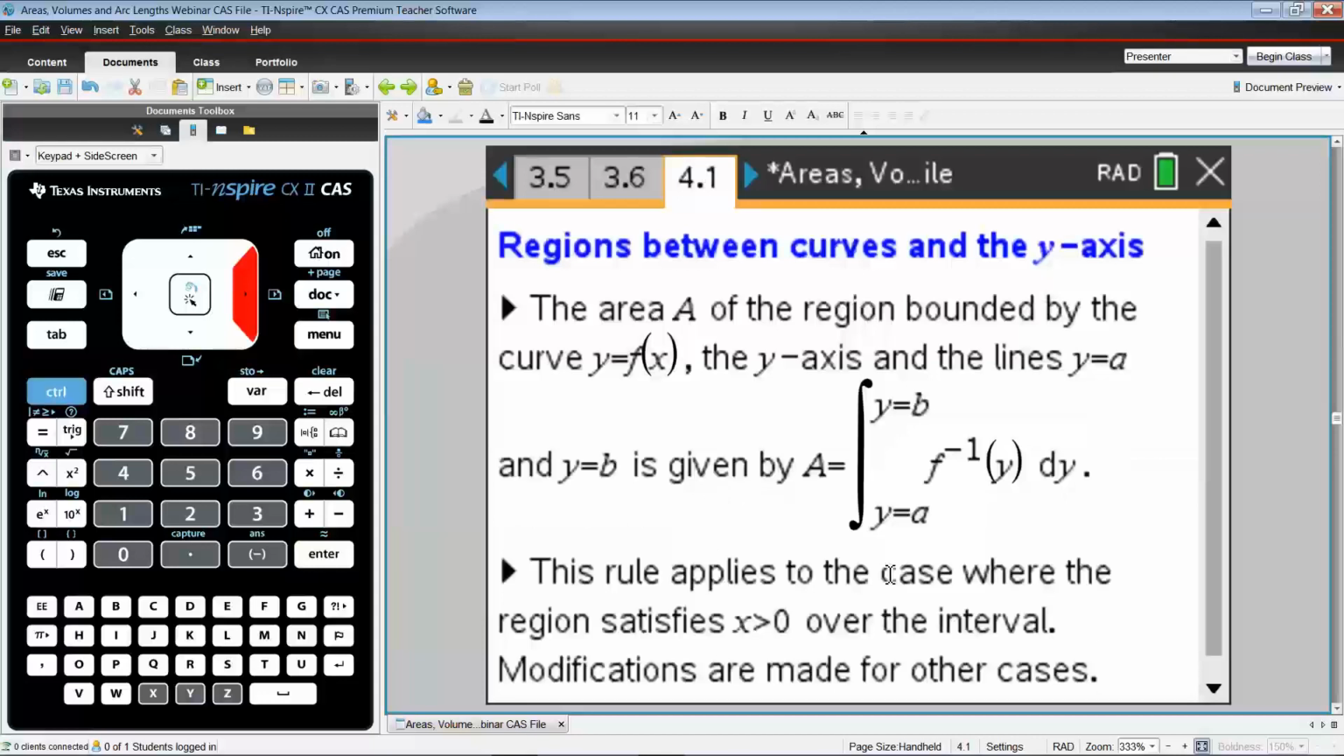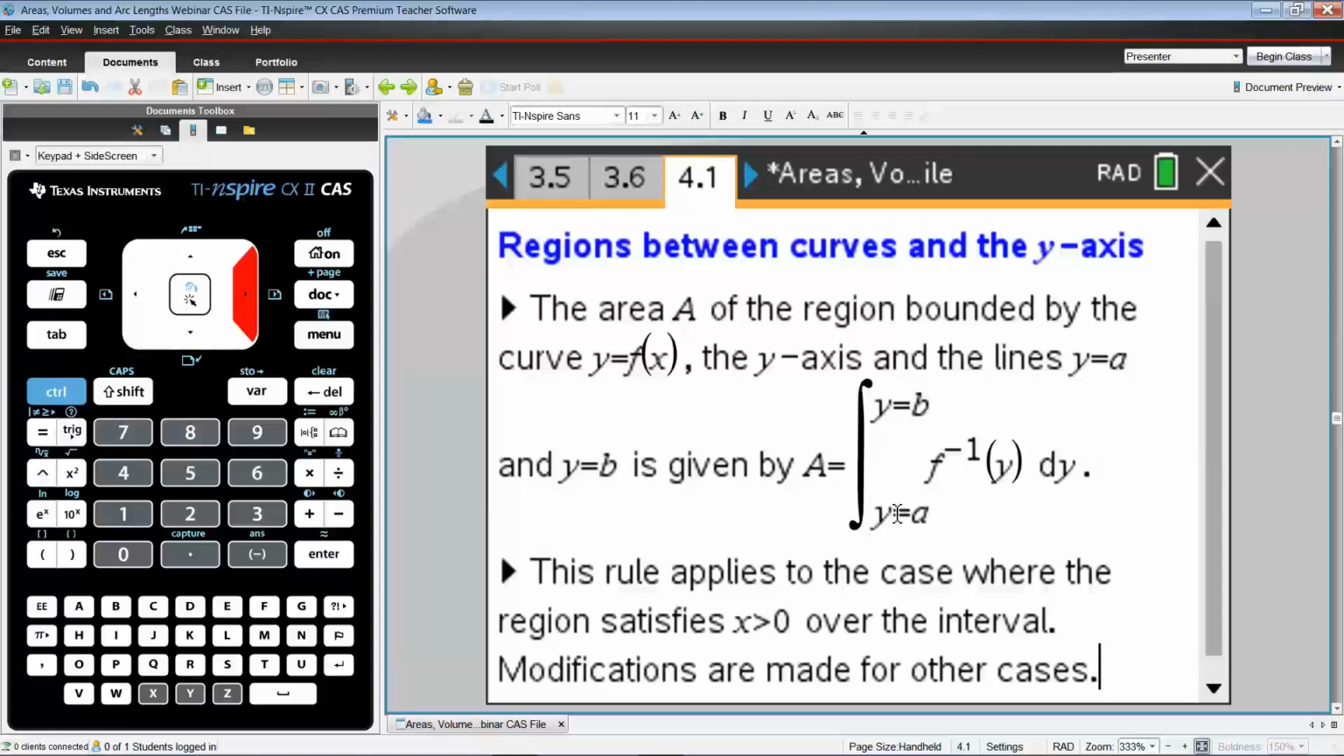So the next section is let's find the area of the region between a curve and the y-axis. Okay, so this one's a bit different, but the maths works very similar to what we had before. So if you have the curve y equals f of x, and you have the y-axis and the lines y equals a and y equals b, so you notice how everything over here is now in terms of y. The area is given by the integral from y equals a to y equals b of the inverse of f of x with an argument of y integrated with respect to y.